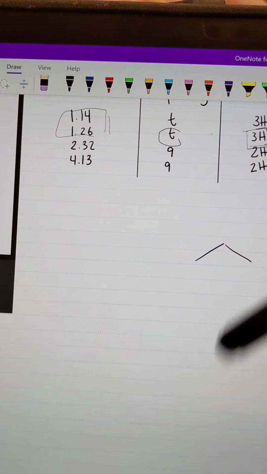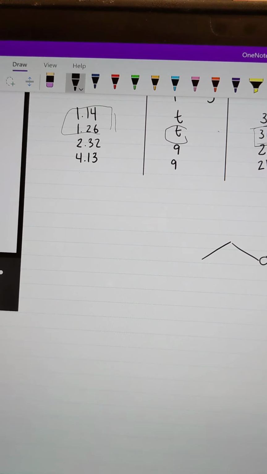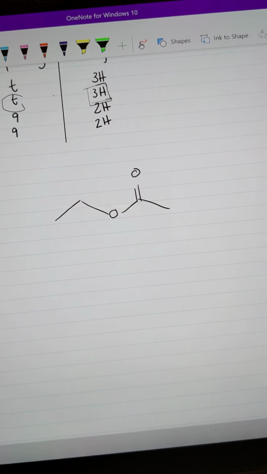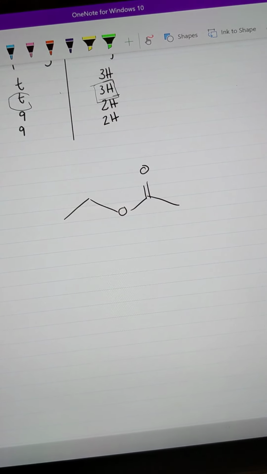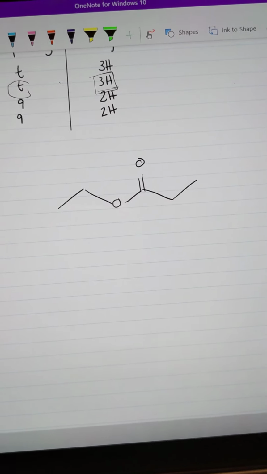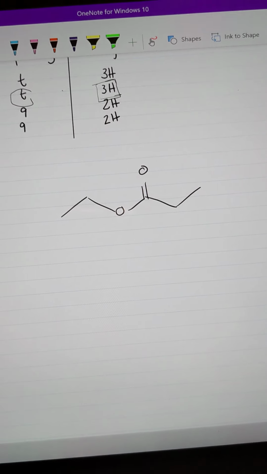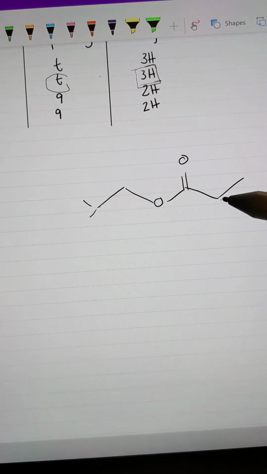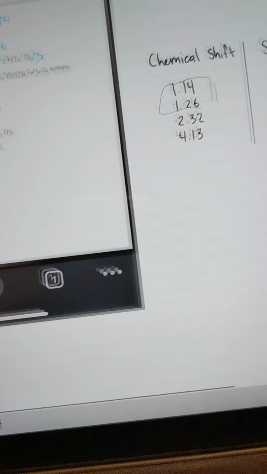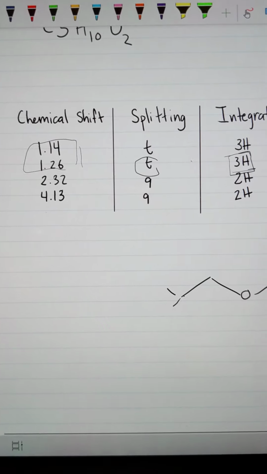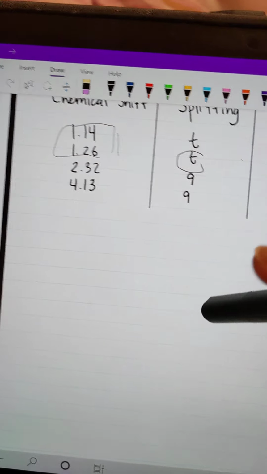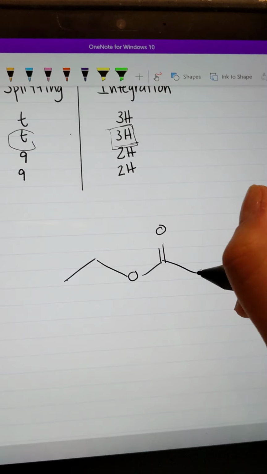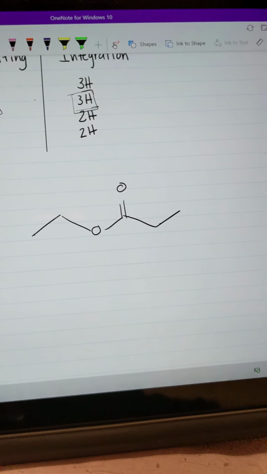So I'm gonna go from here. 1, 2, 3, 4, 5. How many? Oh, I'm right. Okay. I forgot that this was 5 carbons instead of. Okay, so this is what I think it is.